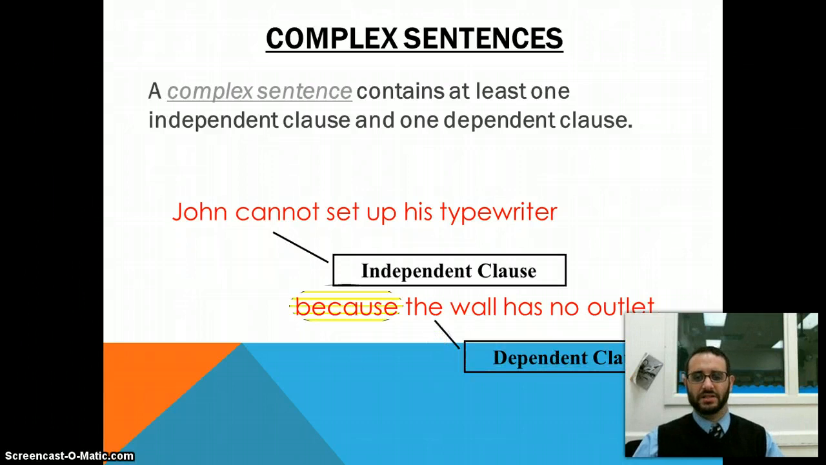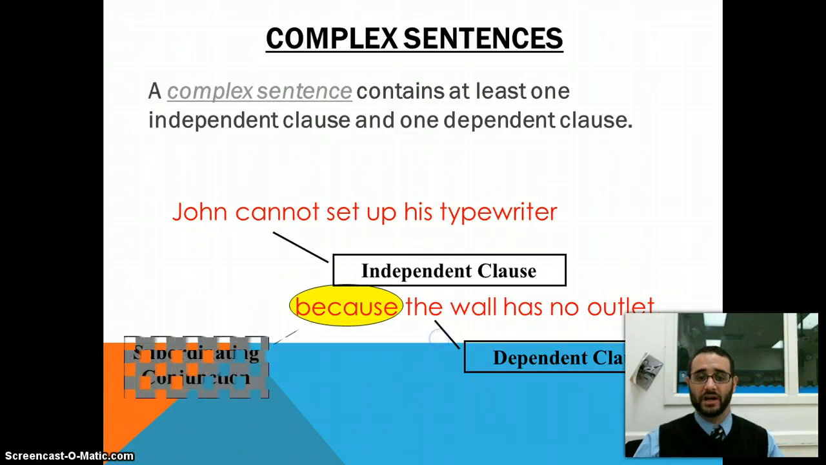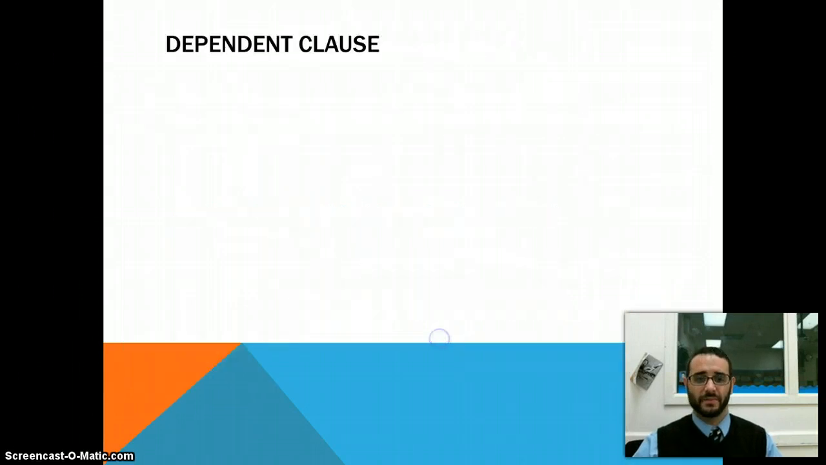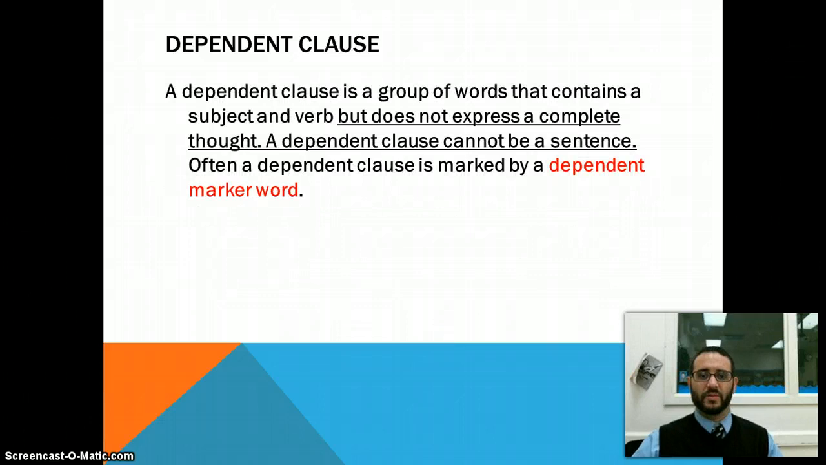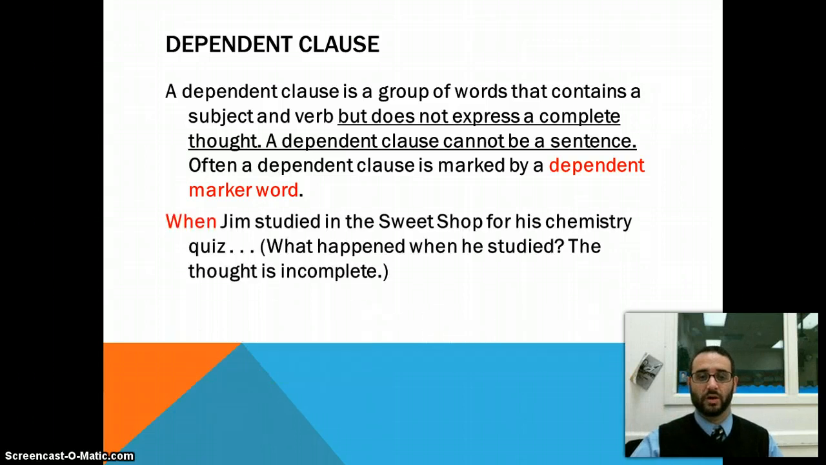So we have an independent clause, a dependent clause, and the word because is your subordinating conjunction, which is creating that dependent clause. Okay? So a dependent clause is a group of words that contains a subject and a verb, but does not express a complete thought. And a lot of times they'll use these dependent marker words.